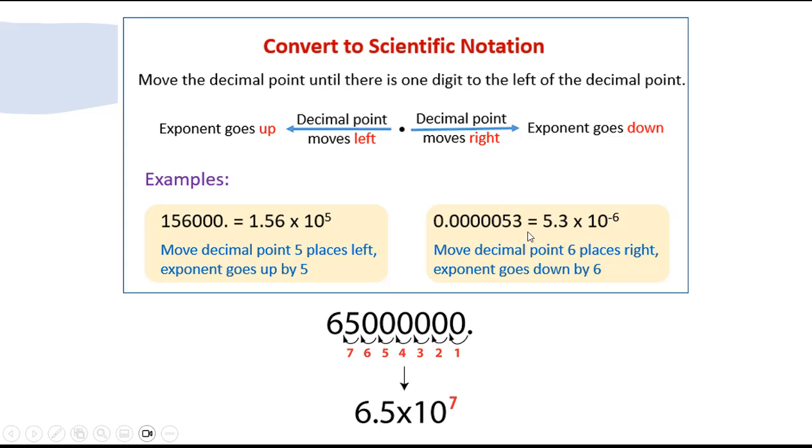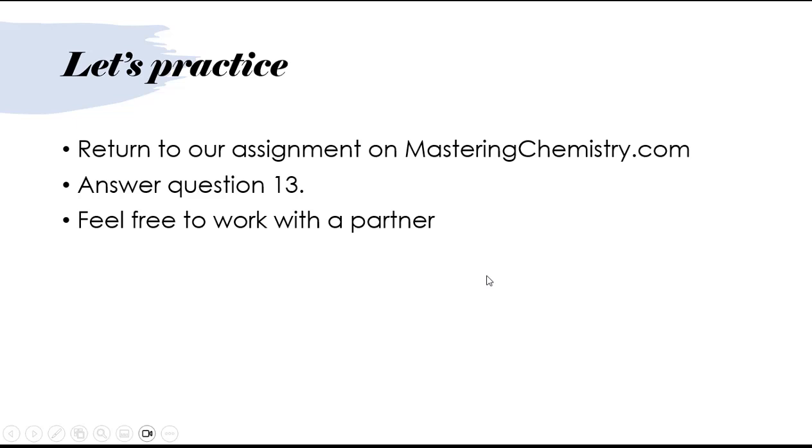However, if we needed to convert this fractional value to scientific notation, we would have to move our decimal place to the right, and we would move it 6 times. So 1, 2, 3, 4, 5, 6. Again, our decimal place being after the first non-zero digit. That's going to give us 5.3 times 10 to the negative 6. Again, we had to move the decimal place to the right, so our exponent goes down 6.